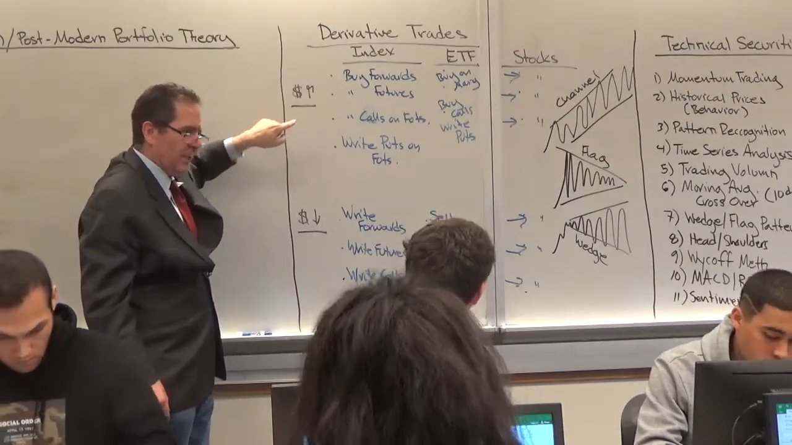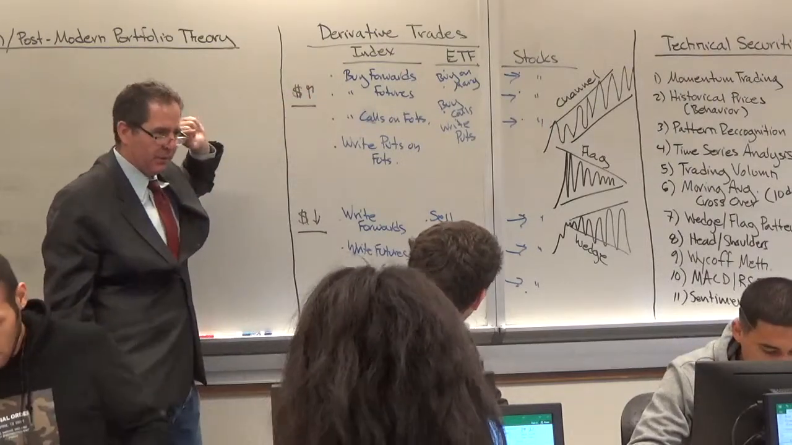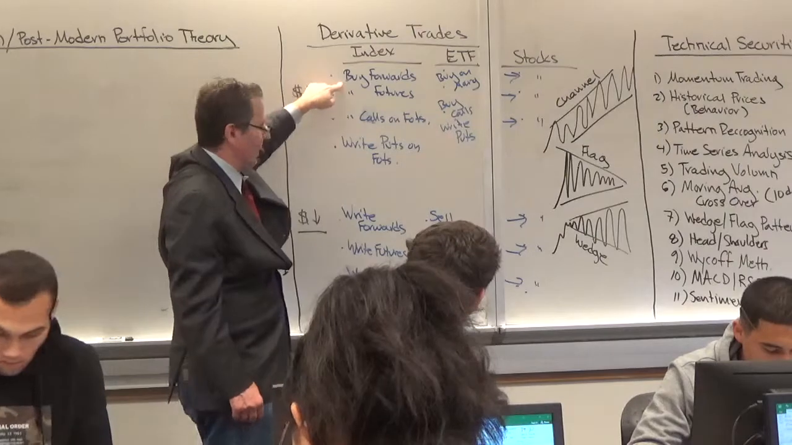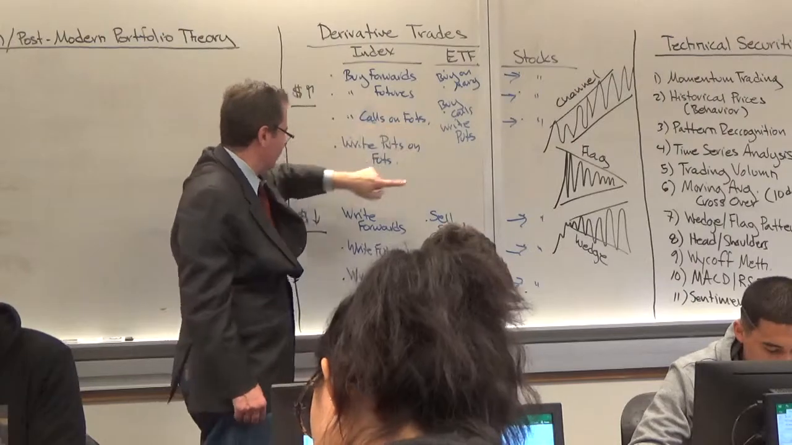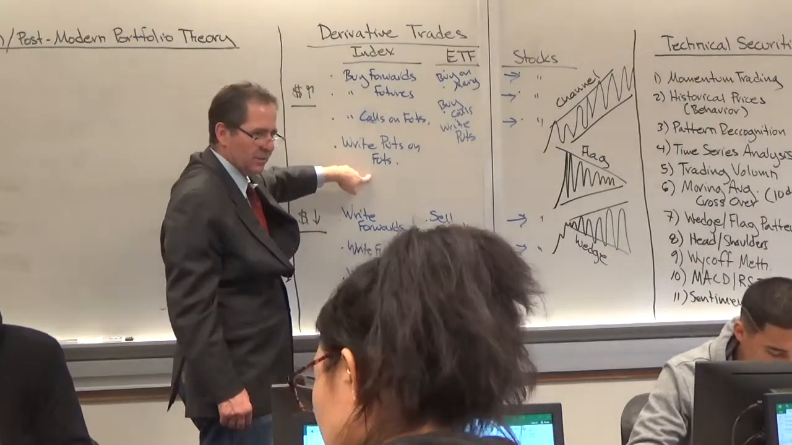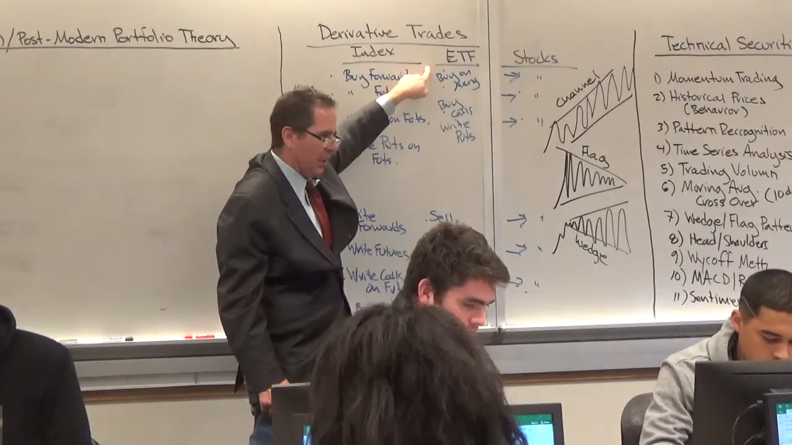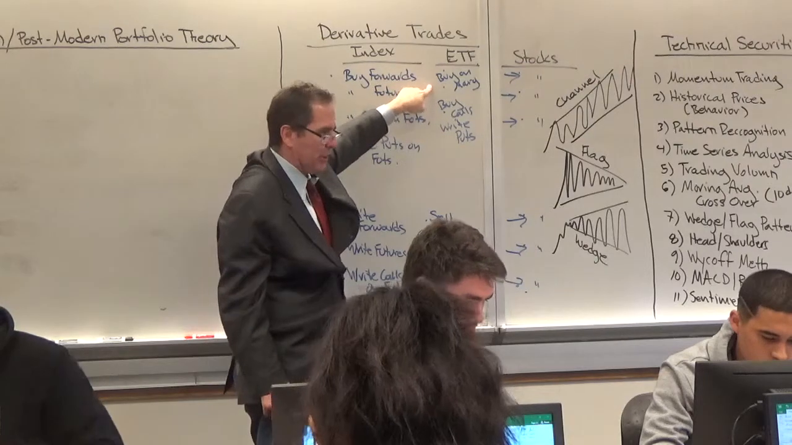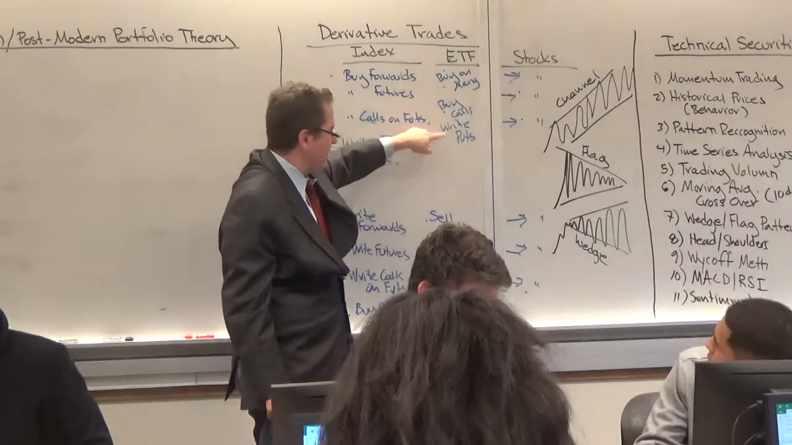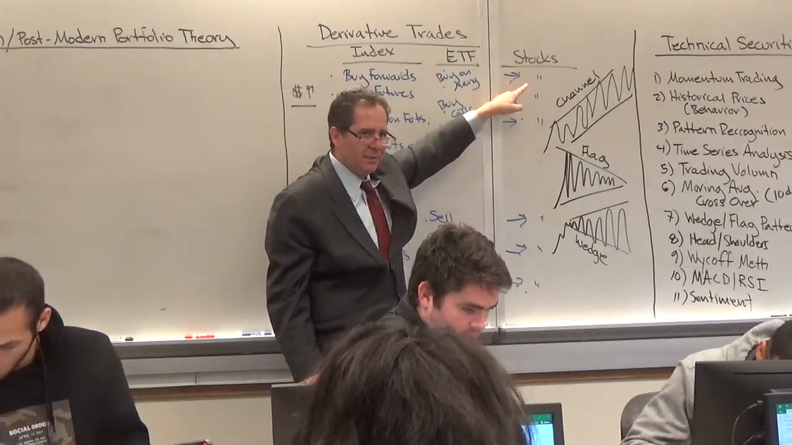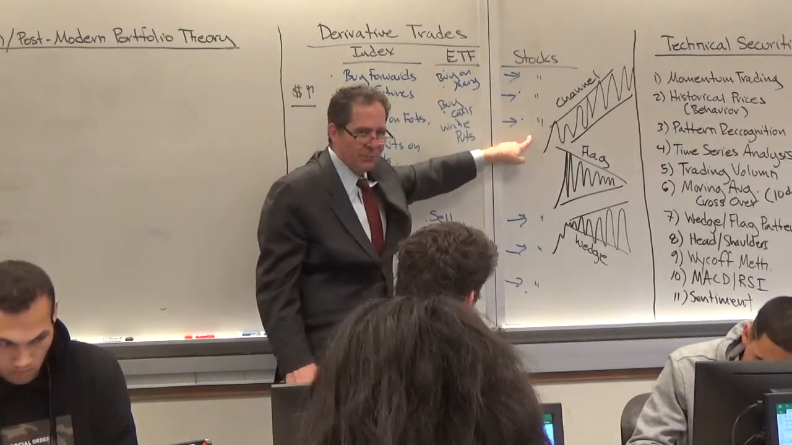So if you think that the prices are gonna go up, or the index levels are going up, these are your derivative trades. You're gonna buy forwards, you're gonna buy futures, you're gonna buy calls on futures, and you're gonna write puts on futures. If you think that the exchange traded fund share prices are gonna go up, you're gonna buy on margin, buy calls, and write puts. If you think the stock prices are gonna go up, same trades: buy on margin, buy calls, and write puts. That's it.